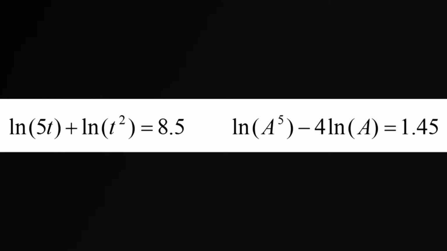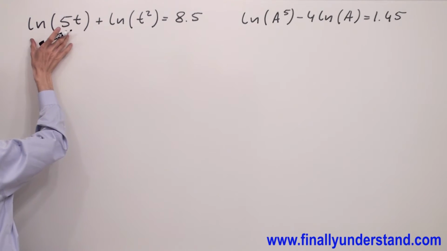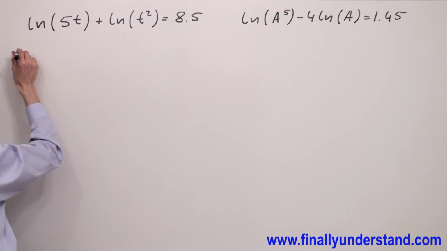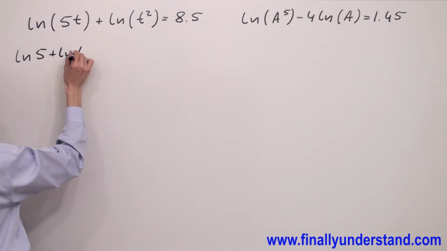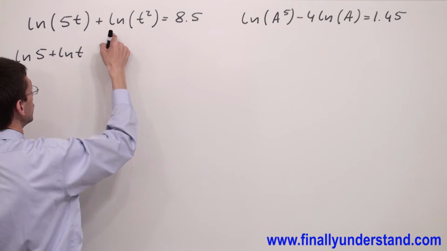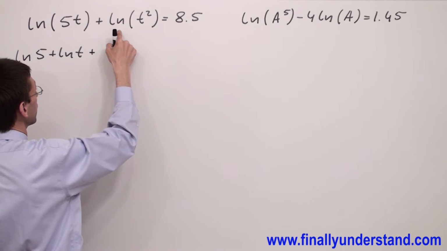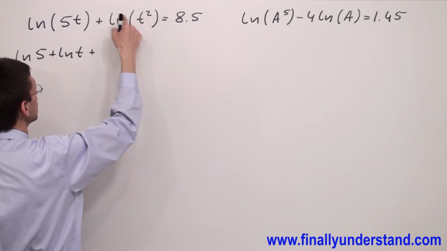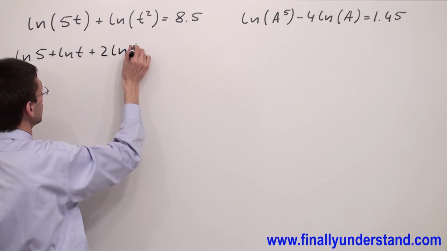We have another example. First, we're supposed to use the property for the logarithm of a product and convert this log of a product to the sum of two logarithms. So I'm going to have natural log of 5 plus natural log of t. For the second term with the logarithm, I'm going to use the property for the log of a power. I'm going to convert this exponent to the coefficient and simply write 2 natural log of t.